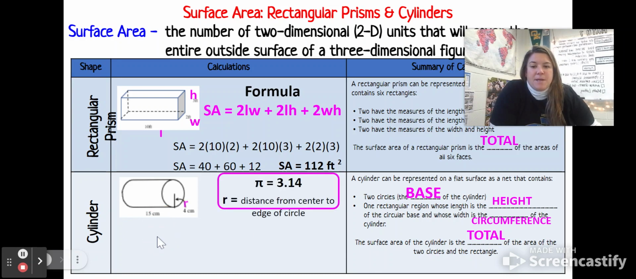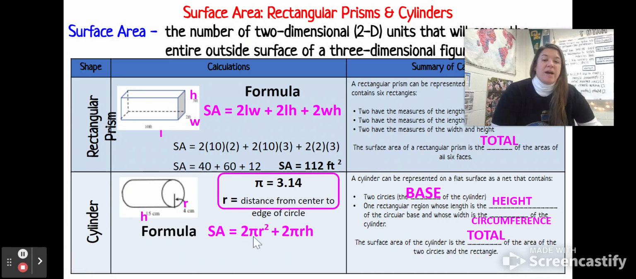So our formula is 2 pi r squared. That's for the 2 circles. The area of 1 circle is pi r squared, but there's 2 of them, so we do times 2. And then we're adding that to the area of the rectangle. The area of the rectangle, we should do length times width. But in a cylinder, the length is actually the circumference of the circle, which is 2 pi r, and the width is actually the height. That's kind of hard to understand, so I'll try to explain it more throughout the year, but this is the formula that you can use.